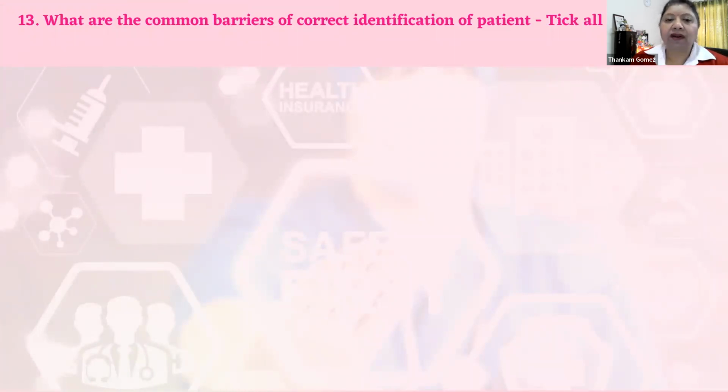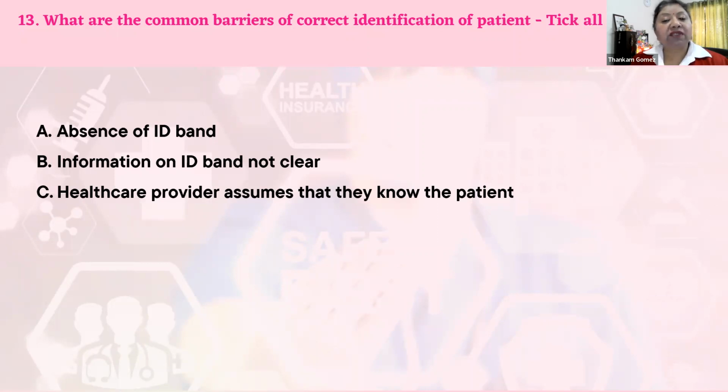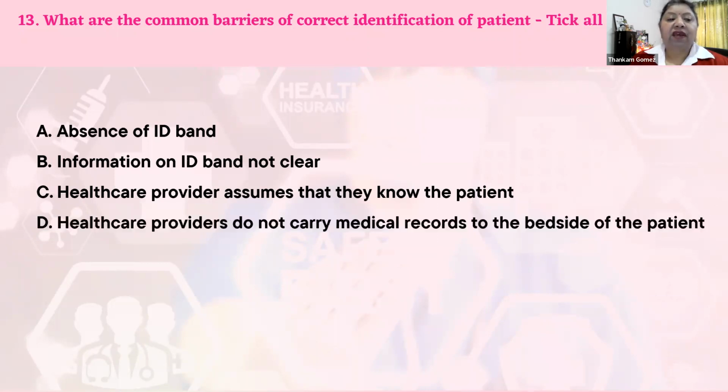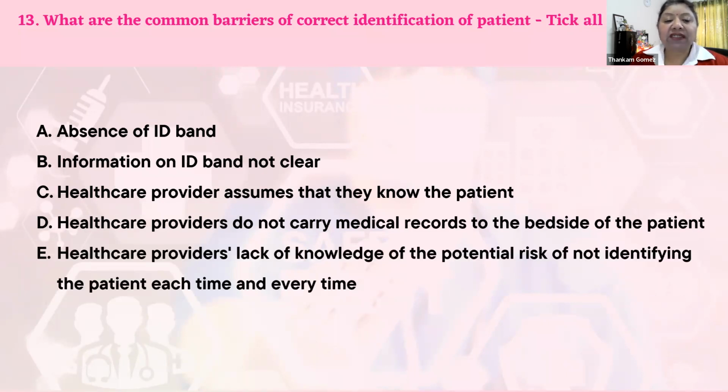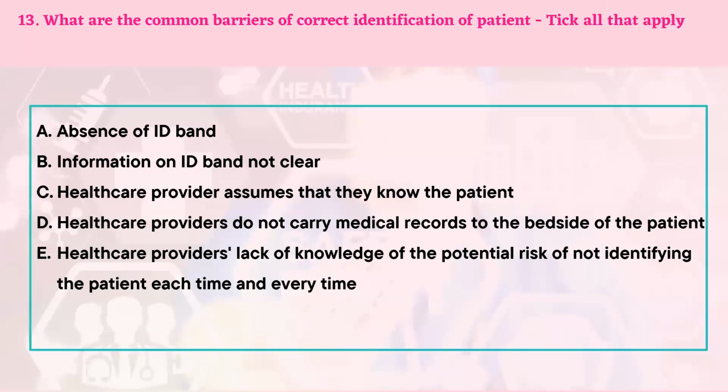What are the common barriers of correct identification of patient? So these are the common, mostly the barriers here. Absence of ID band, information on ID band not clear, healthcare provider assumes that they know the patient, healthcare providers do not carry medical records to the bedside of the patient, healthcare providers lack of knowledge of the potential risk of not identifying the patient each time and every time. Answers are all of it.